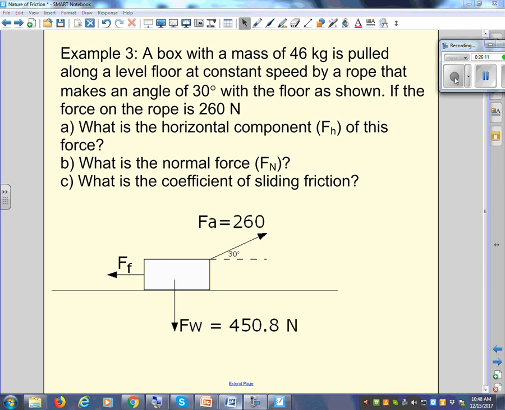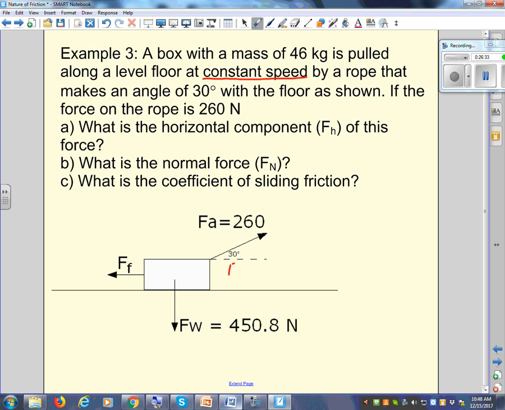Here we go, another box. Mass 46 kilograms. Pulled along a level floor at a constant speed by a rope that makes an angle of 30 degrees. So now I've got this problem. Have we done ones like that yet before? I think we have, right? What do we call that sideways bit? Yeah, we've done that before.